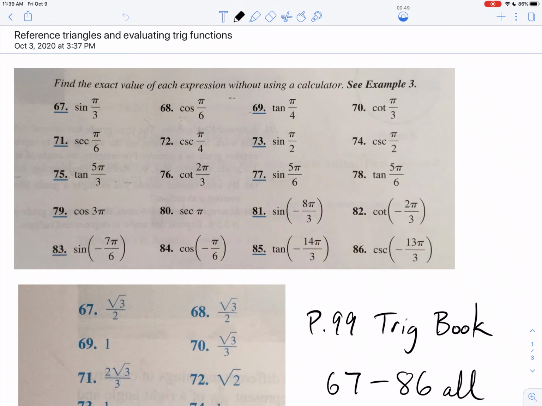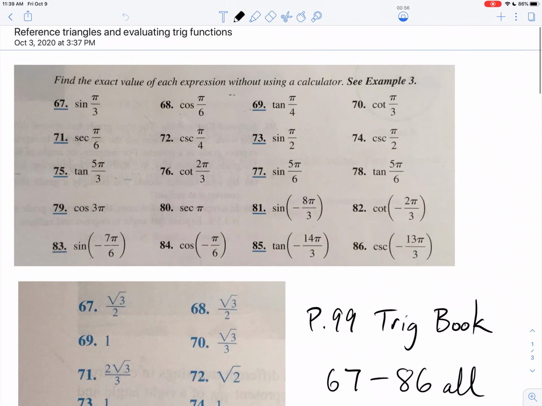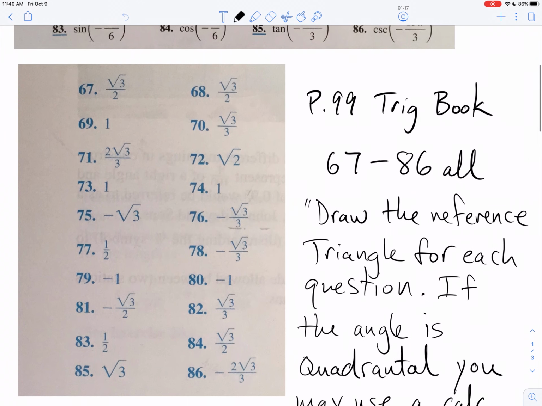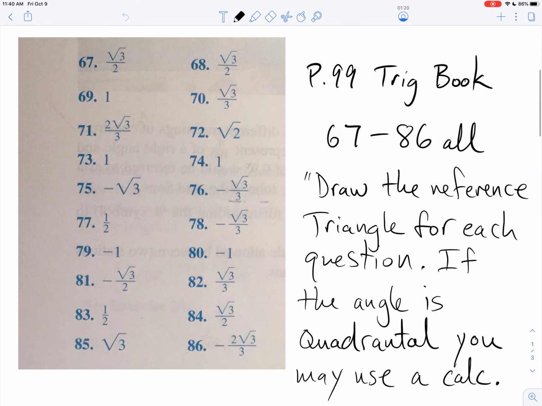if you wanted also. But you'll see that there are problems 67 to 86. This is page 99 in the trig book. Some of these are negative angles too. So remember, negative angles are people too. They just rotate clockwise instead of counterclockwise. But you'll notice some of these angles are quadrantal. If they are quadrantal, you may use a calculator this time. So here we go. Here's the answer key for those ones too.